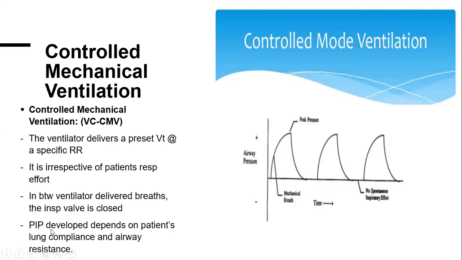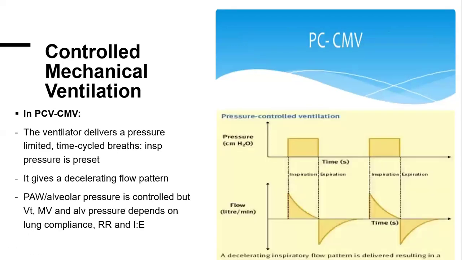The peak inspiratory pressure that is developed now depends on the patient's lung compliance and airway resistance. And like we said, this patient, due to barotrauma and volume trauma, can develop what we know as ventilator-induced lung injuries. And most of the time, these patients are prone to develop pneumothorax or tension pneumothoraces.